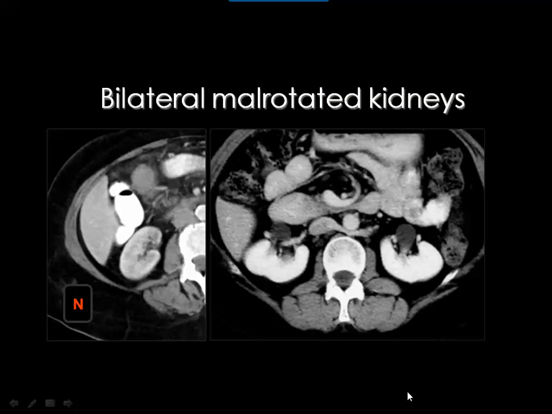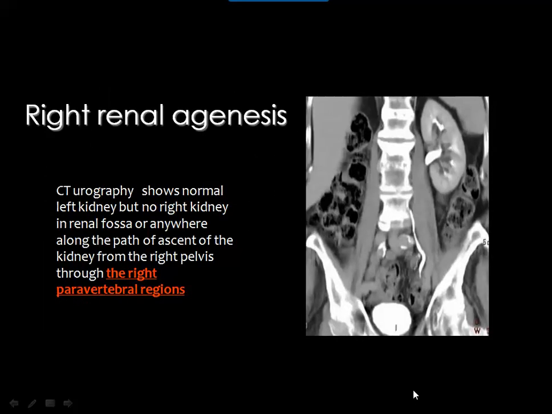And this can also be seen by CT. This is the normal appearance of the kidney with the pelvis facing medially, but here the pelvis is facing anteriorly on both sides, and you may see some lobulated appearance of the kidney. Then these are some of the congenital anomalies.